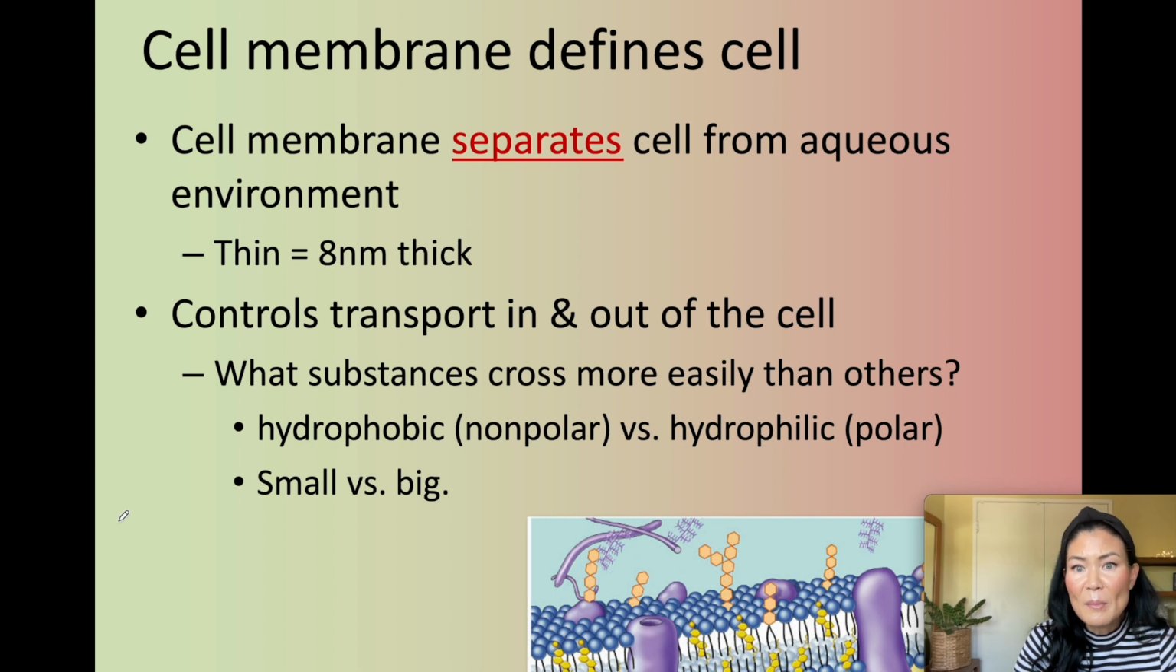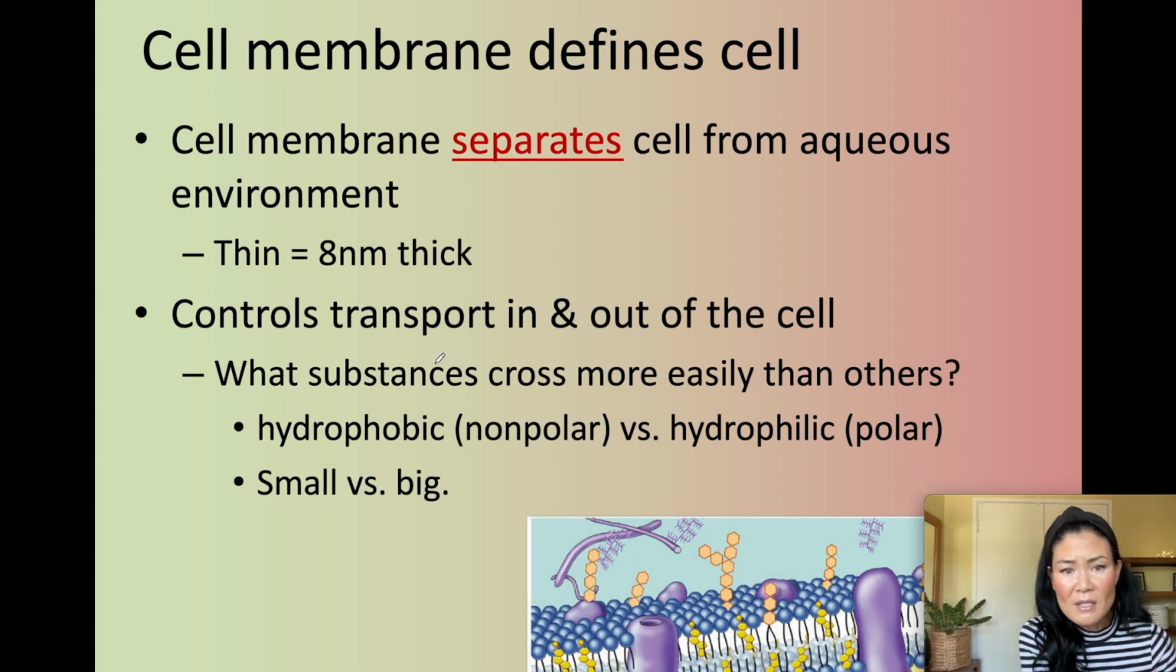So the cell membrane, the phospholipid bilayer, it defines the cell. It separates the external environment from the internal environment, okay? And that's actually really important because, in order for the cell to function, have chemical reactions happening inside the cell, it has to be separated from the external environment. It controls what comes in or out.